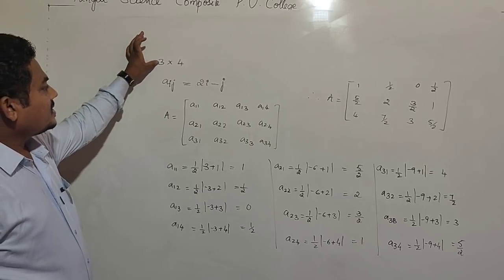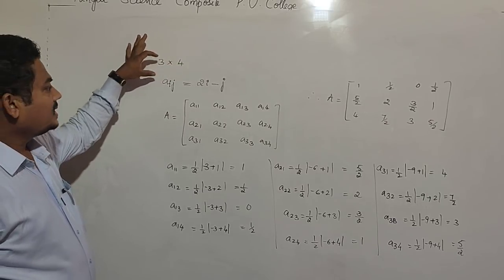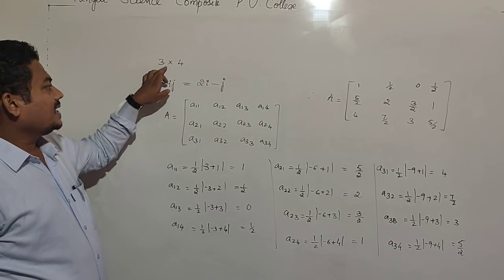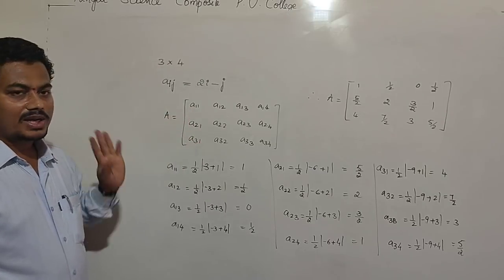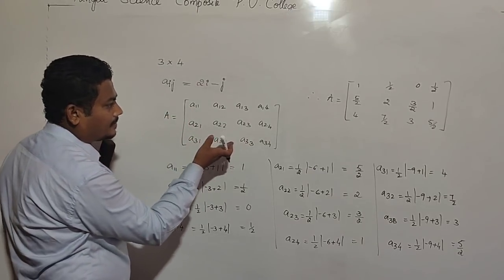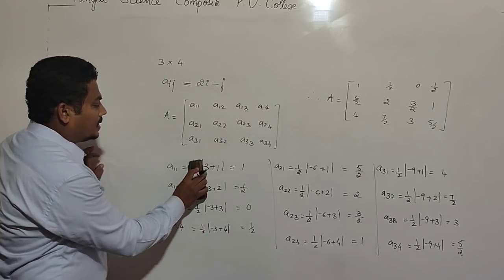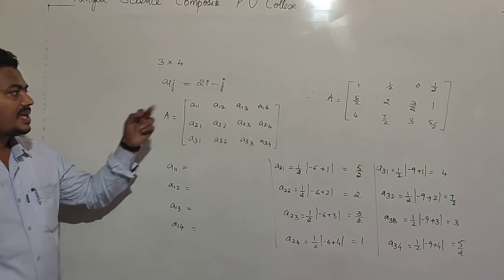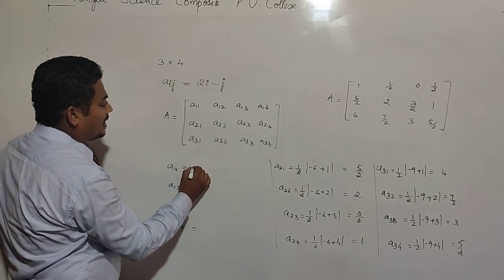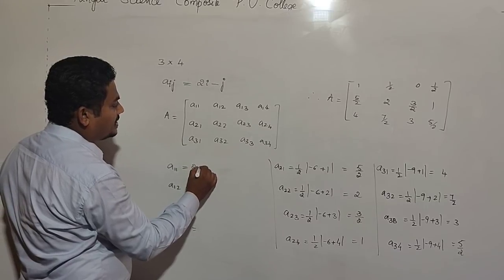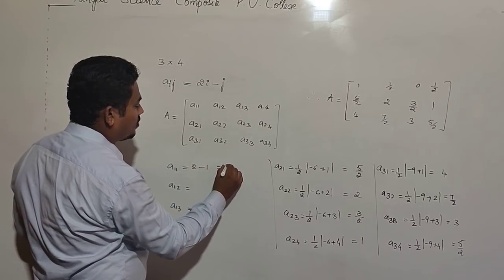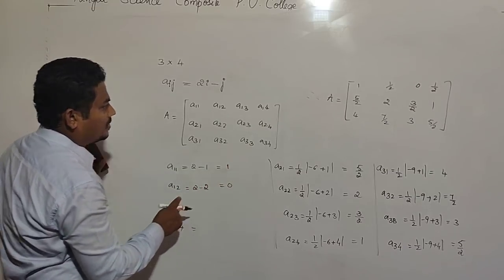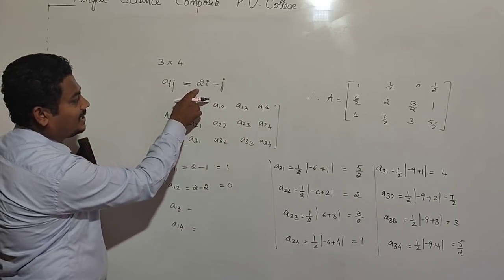Our required matrix consists of 3 rows and 4 columns. Write the general matrix of order 3 cross 4, 3 rows and 4 columns. It is the same as the previous one. Again start from A11. In this case, what is A11? A11 is 2 into 1 is 2 minus 1 equal to 1. A12, that is 2 minus 2, will be 0. Simply replace i value and j value.